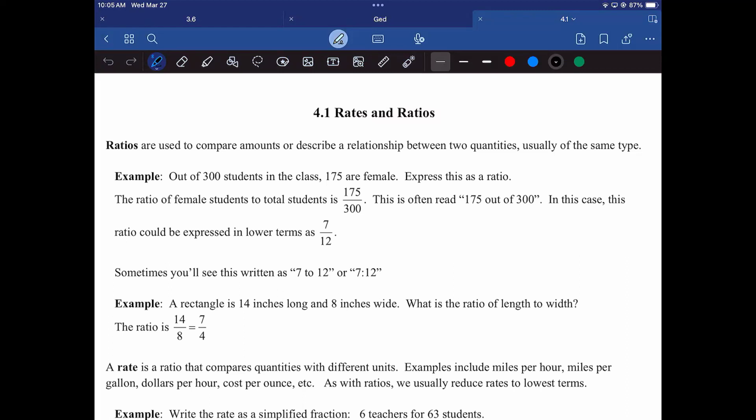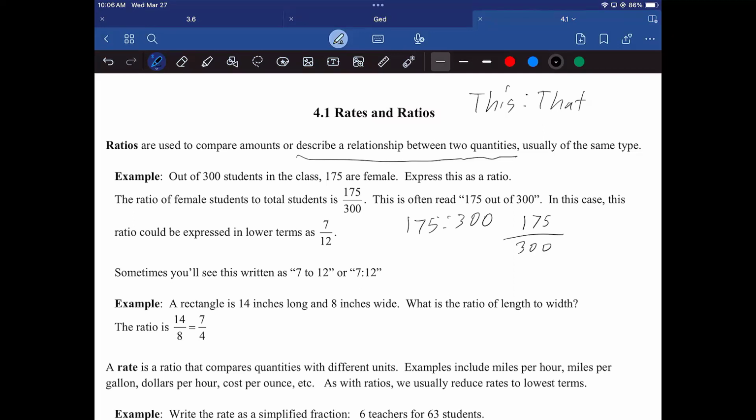But I digress. Let's get to our point. A ratio describes a relationship between two quantities. I like to think of it as a this to that. Now, with this, we have out of 300 students in the class, 175 are female. Express this as a ratio. We would say this is 175 to 300, or we could write it as a fraction. These are the same thing. So 175 over 300.